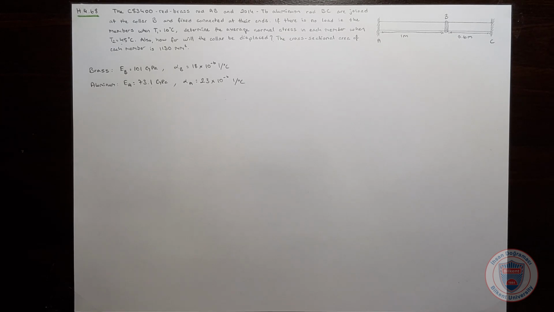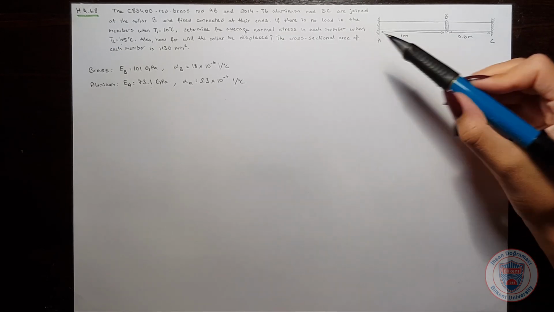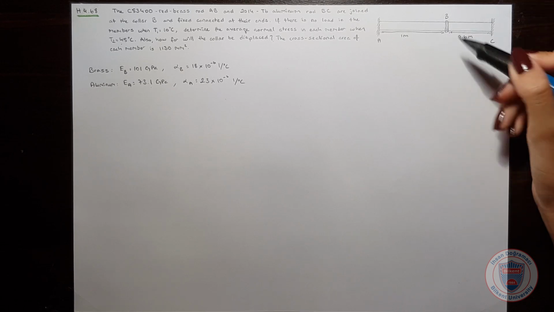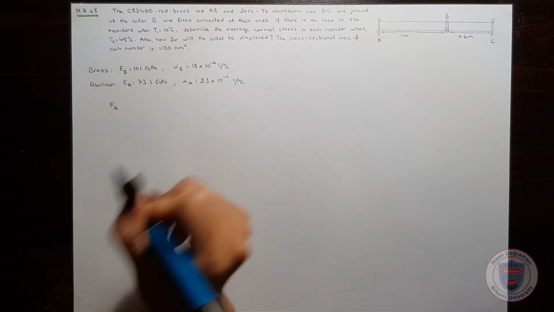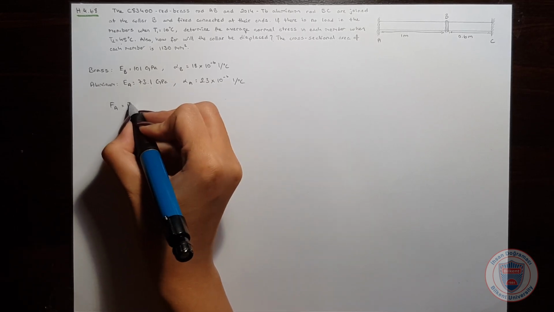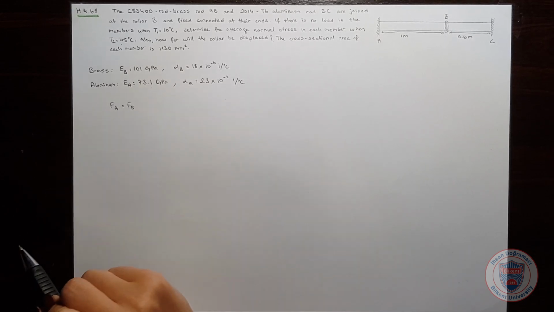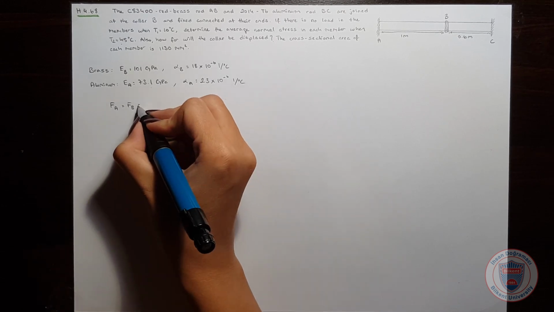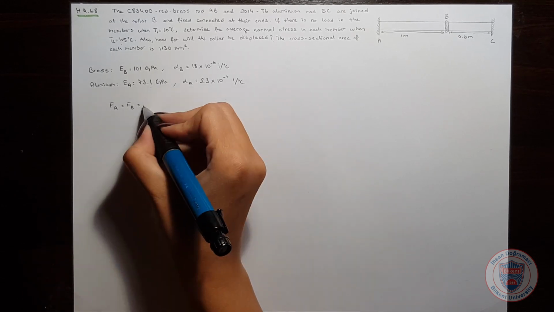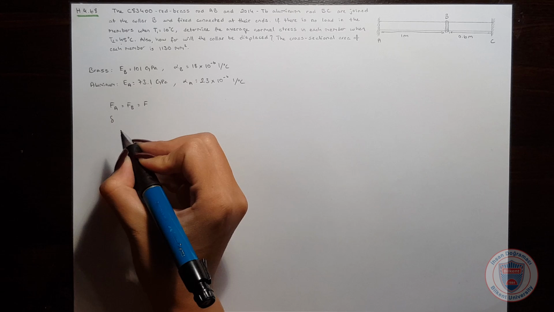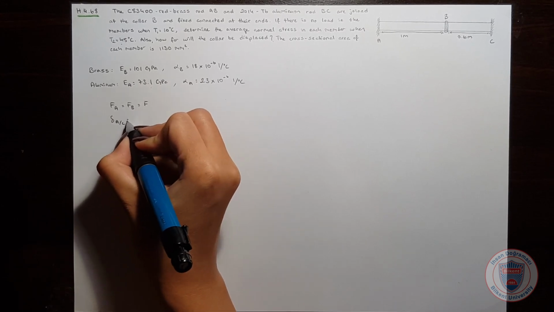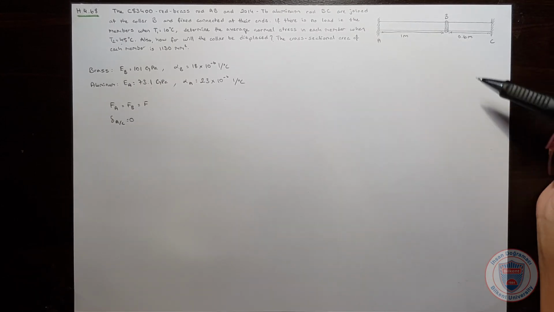Let's start with our observations first. We know that the force on the rod AB should be equal to the force on BC. I will write F_A for the aluminum rod and F_B for the brass rod. And let's say that the force is equal to F. Also, we know that the displacement from A to C will be 0 because their ends are fixed.